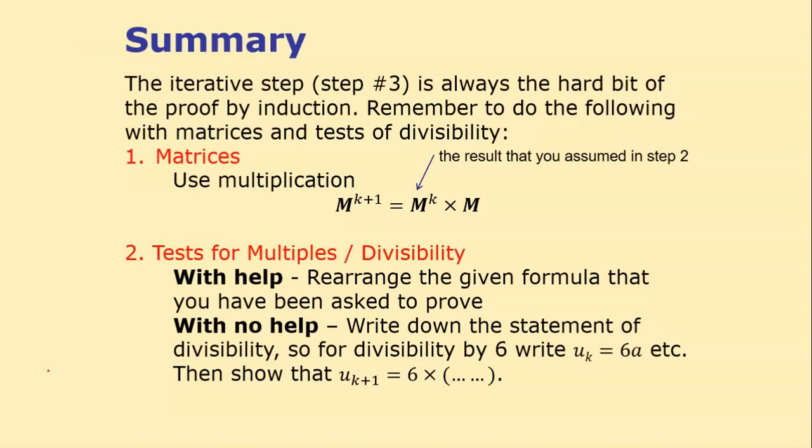So in summary then, we've now seen 2 types. We've seen matrices, where we use this little trick where M to the k plus 1 equals M to the k times M. And then we've seen this test for multiples and divisibility, sometimes with help, and we just rearrange their little formula. But with no help, you've got to do a bit of work, and that's the hardest bit. But it's not impossible, as you've seen.